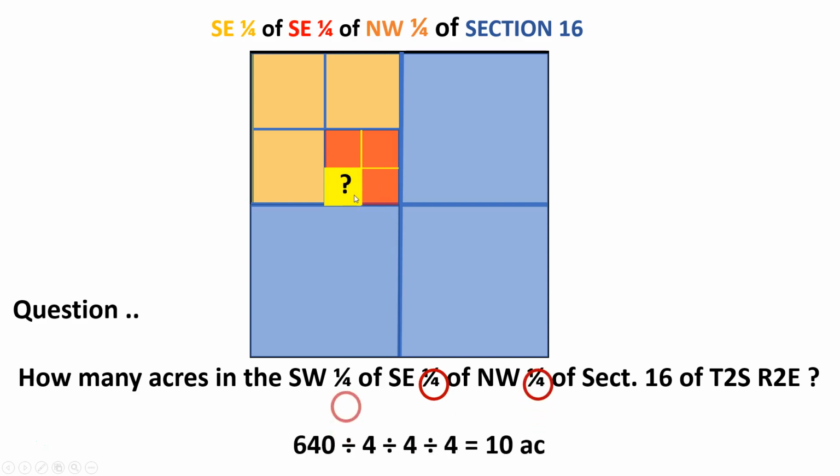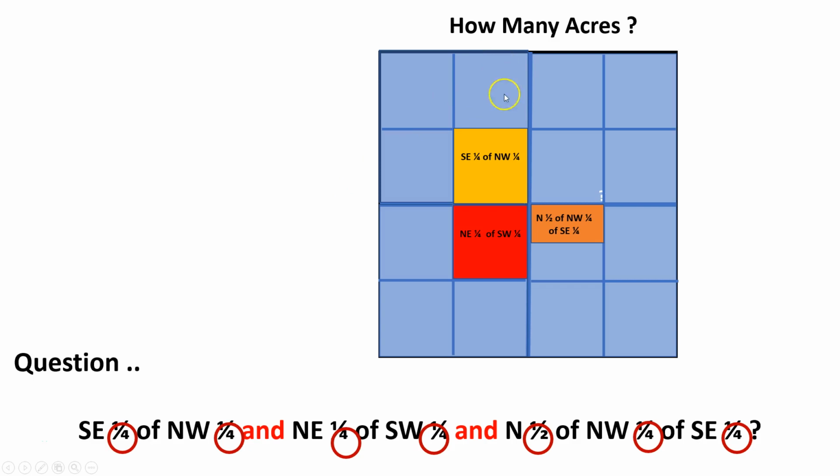Sometimes we do have a plot of land which is in more than one quadrant. In that case, we have to give it 3 little mini legal descriptions and add them together. So this one, for instance, is the southeast quarter of the northwest quarter. So we have that one there. And this is the northeast quarter of the southwest quarter. We have that one here. And we have the northern half of the northwest quarter of the southeast quarter.